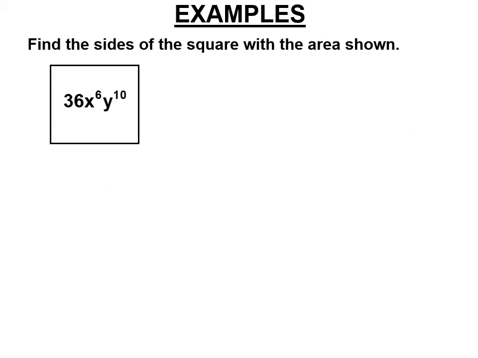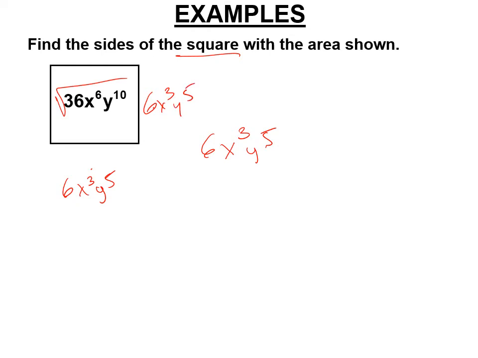All right, so what do the sides of the squares have to be? Well, they have to be the same because it says square, and it should be 6. So we need to do the square root of that, and 6x cubed y to the 5th. That's what both these sides are, right? And if you're not sure, realize that you can check your work, right? 6x cubed y to the 5th squared equals 36 x to the 6th y to the 10th.